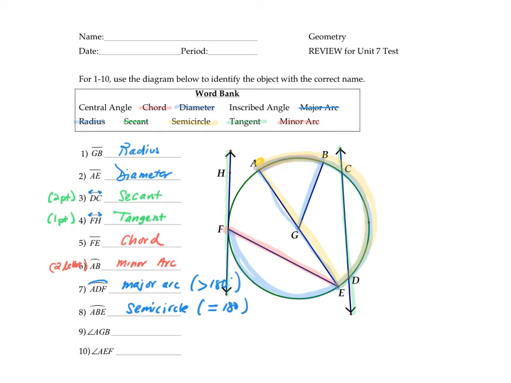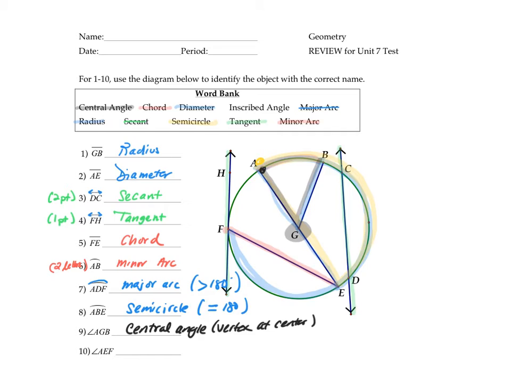All right, number 9 and number 10, we're left with our 2 angles. And we have central angle, inscribed angle. So number 9, it says angle AGB. So again, trace it out. I'm going to go from A, so I use the highlighter here, from A into G, and then out to B. Notice that the vertex of that angle is at the center of the circle. That is definitely a central angle. Again, vertex at center.